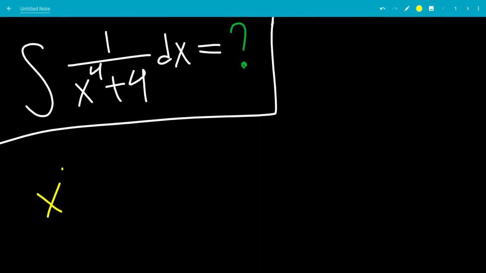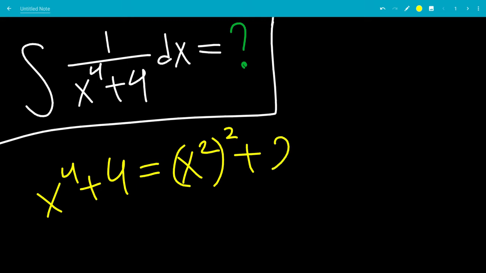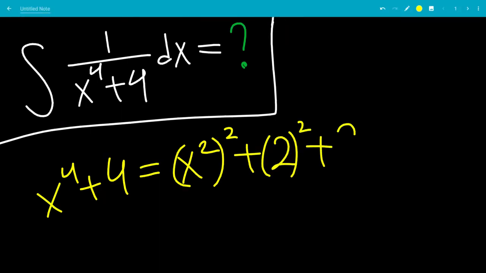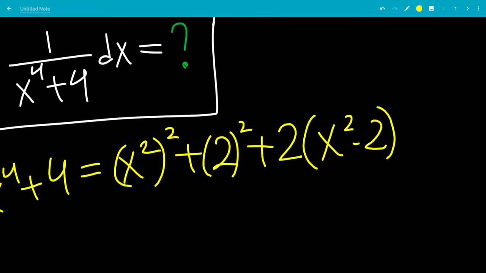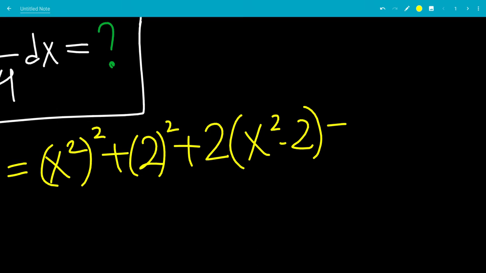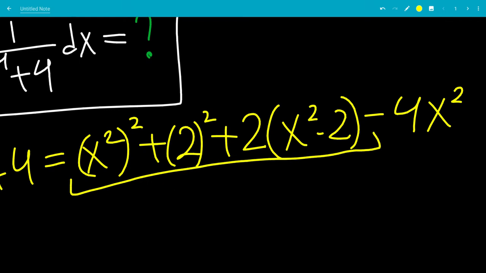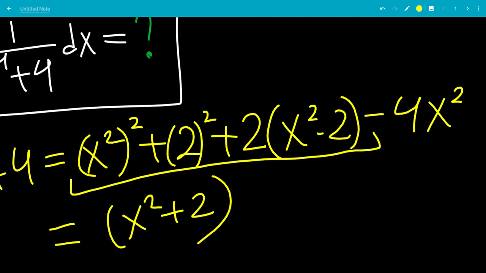Okay, x to the fourth plus 4, the denominator, can be written as x squared quantity squared plus 2 quantity squared. Then we're going to complete the square, so we're going to add 2 times x squared times 2, but because we're adding something, we have to subtract something not to change the original expression. So 2 times 2 is 4 times x squared. And because we completed the square, this is a square. This will be x squared plus 2, quantity squared.